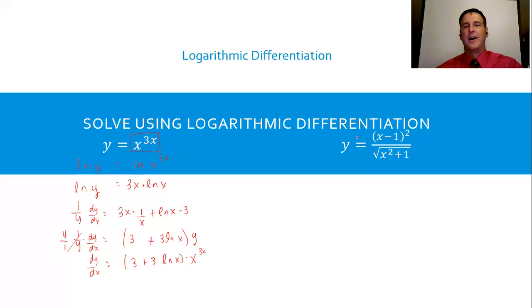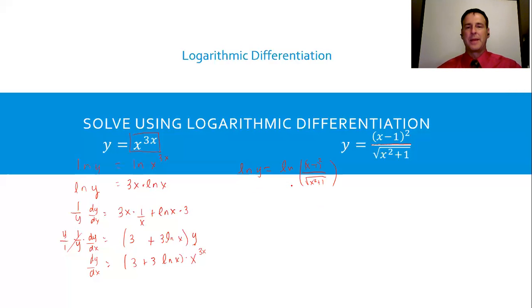Same idea here. There is so much stuff here, and I don't want to do this by quotient rule. That's just kind of messy. So what I'm going to do is take the natural log of both sides, which is the natural log of y equals the natural log, and then I've got this big monster. It's x minus 1 squared all over the square root of x squared plus 1, that piece square rooted.